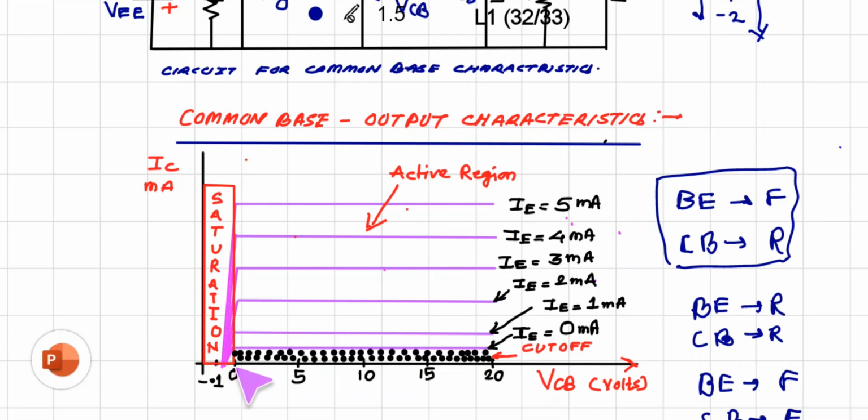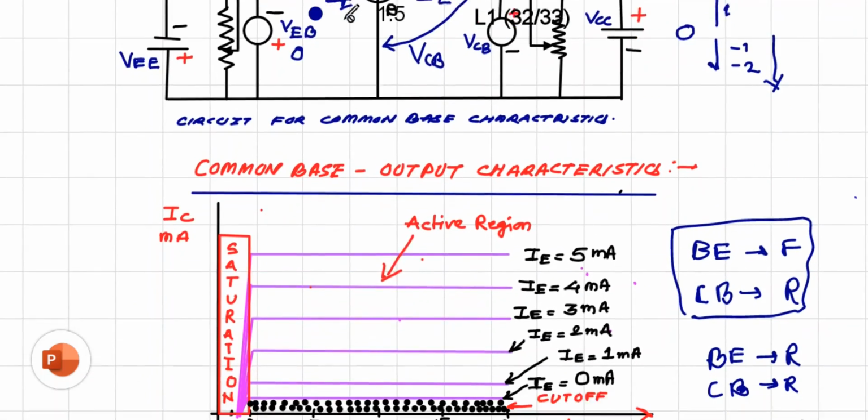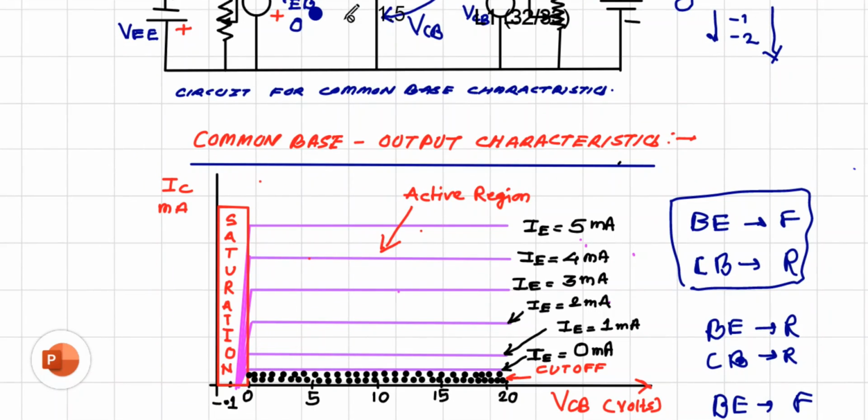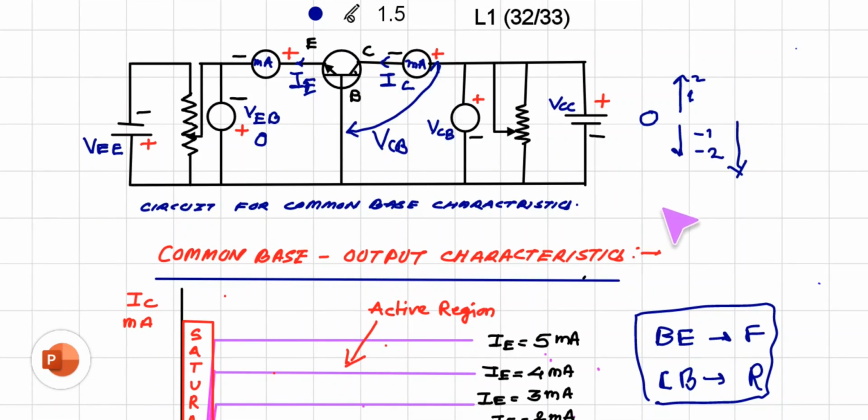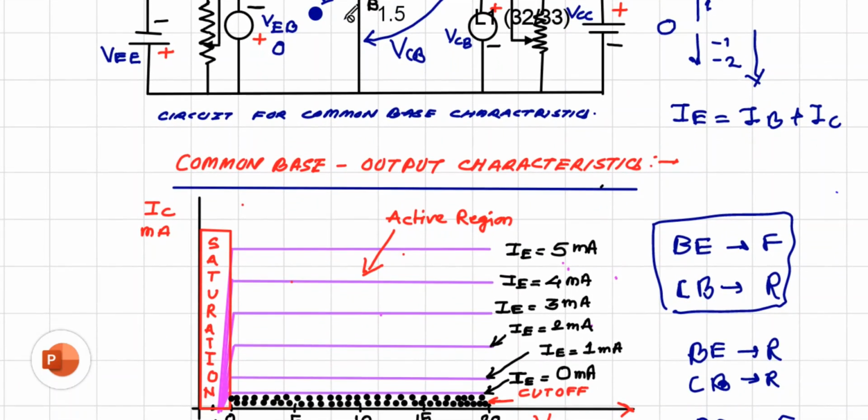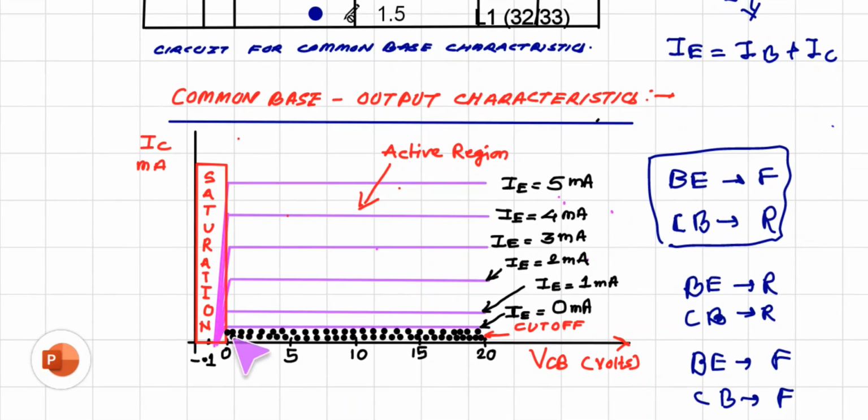So when we apply IE equal to 0, now we are increasing IE to 1. So we know that IE is equal to IB plus IC. You should never forget these things. So when IE is equal to 1 milliampere, you will see that if you go on increasing this voltage, the current slowly increases and it becomes constant.